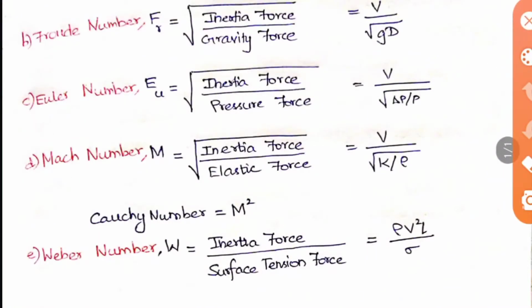And then Cauchy's number, it's nothing but the square of Mach number. So it is inertia force by elastic force alone. And then Weber number, W, is equal to inertia force by surface tension force, which is denoted as rho V square L by sigma. Sigma is your surface tension and L is your length of the pipe, or sometimes we take the diameter of the pipe also. So this is all about the relation between the various force factors.